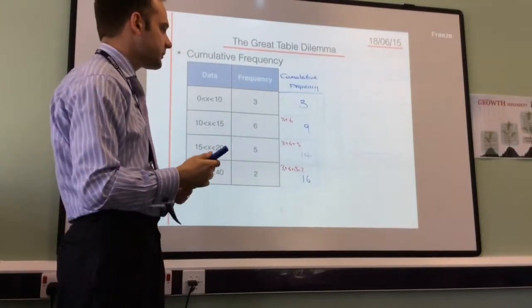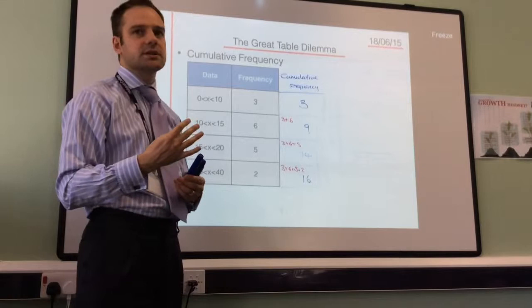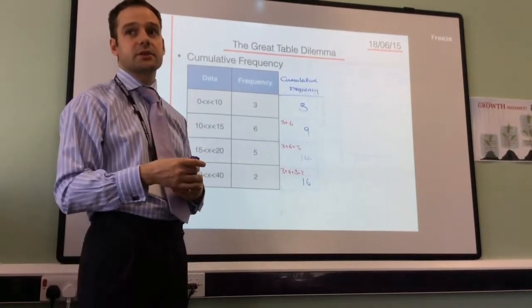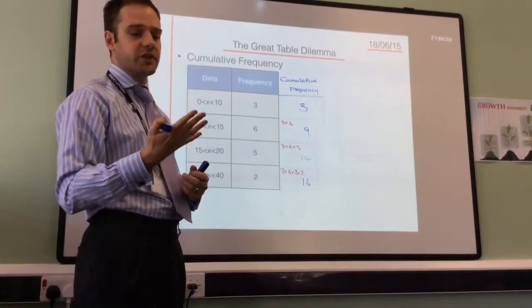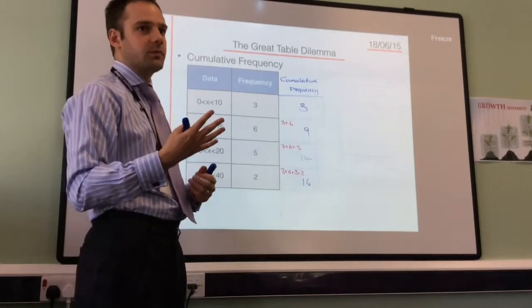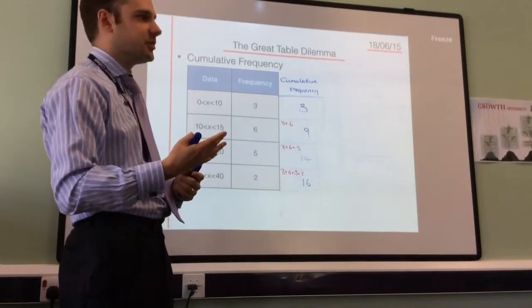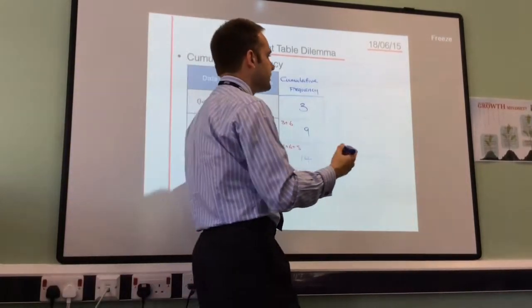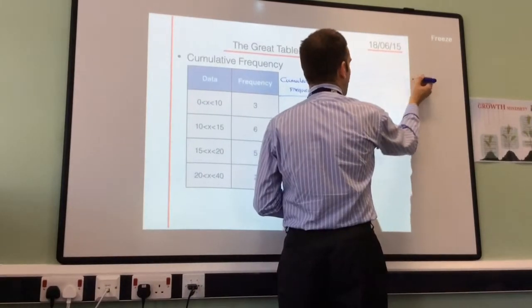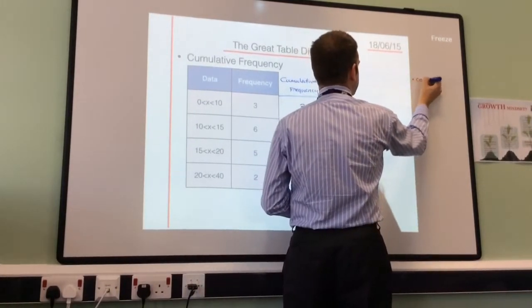And that tells us actually in total, in this whole group of data, there are 16 people, or whatever it might be. Now there are 4 key points to plotting a perfect cumulative frequency graph, and they'll be worth 4 marks in a test. 1 mark for each of these important points. The first one, if you remember, was a continuous x-axis.